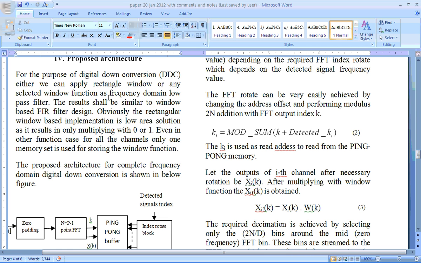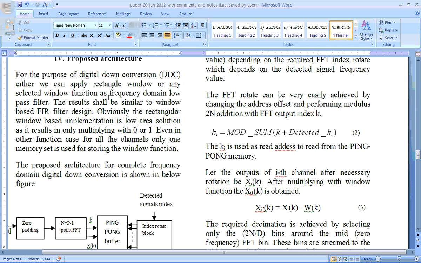We can apply a rectangular window. Applying a rectangular window is a very simple option. Whichever signal is there, you simply take those filter bins, and for the remaining filter bins you take 0. But that has its own drawbacks in terms of rectangular window drawbacks. Or you can apply a selected window function, that is a Kaiser window or a Hamming window like that. The results shall be similar to window based FIR filter design.